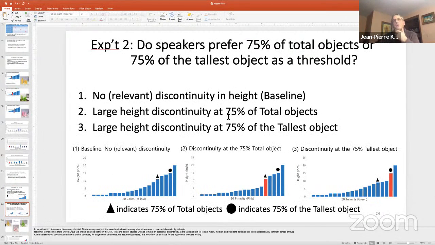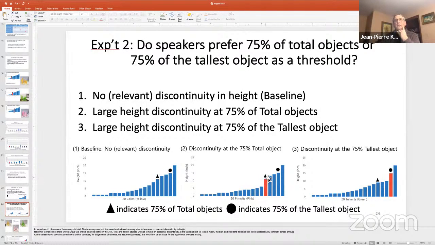So we conducted a second experiment, well, third actually. The first one is there was no relevant discontinuity in height. So either the large height was at the 75th percent of total objects. So here there is no discontinuity. Either this is the object that represents 75% of the maximum height, 75% of the total number of objects or below. And you see there is no discontinuity at that point or at this point.